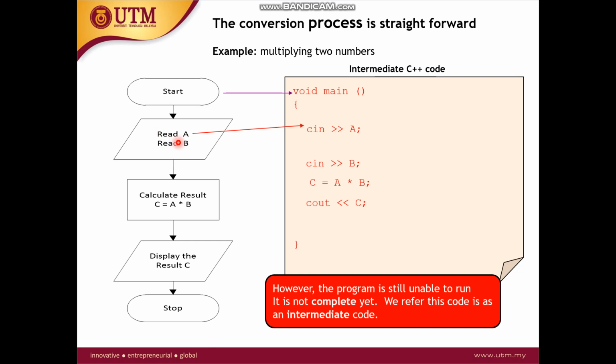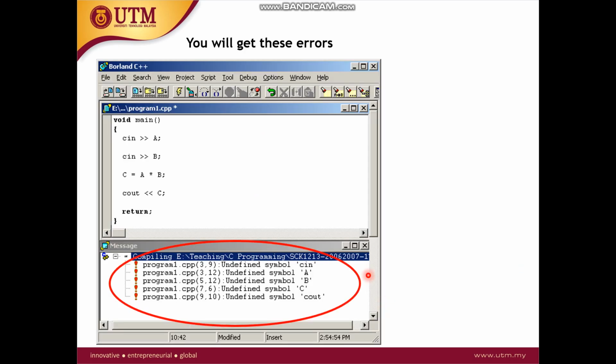Then you are reading A, you are saying cin >> A, and read B, cin >> B, and calculate the result: C equals A multiplied by B, and then display the result: cout << C. So cin in C++ is used to read data, while cout is used to produce an output or print an output. And this bracket indicates the ending of your program, but however this program is not working because it's not completed yet.